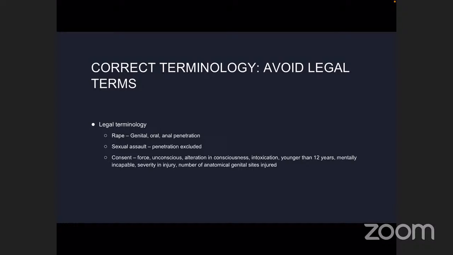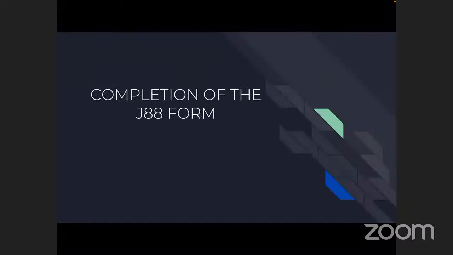If we are talking about rape, you need to specify whether it's genital, oral, or anal penetration. If it's sexual assault, you'd specify what kind of assault that is and if penetration is excluded. And things where consent comes into question would be where there's force used, where the patient is unconscious, alteration in consciousness, intoxication, younger than 12 years, or the patient is mentally incapable of giving consent. And then Richard will go through the completion of the J88 form.